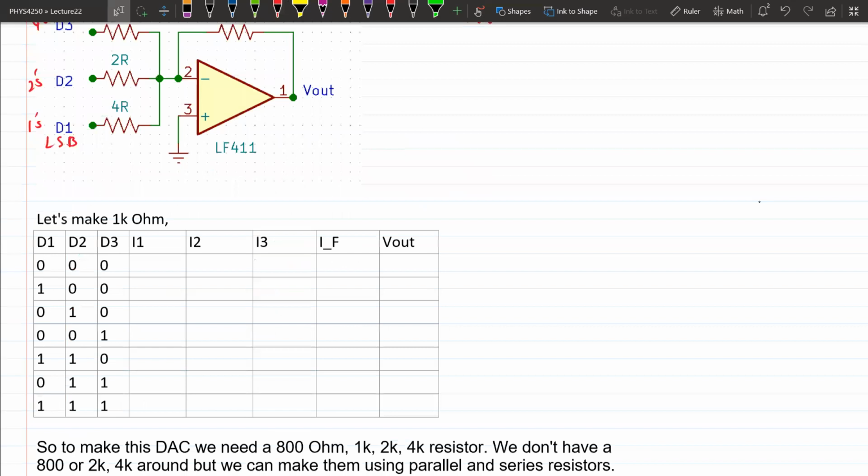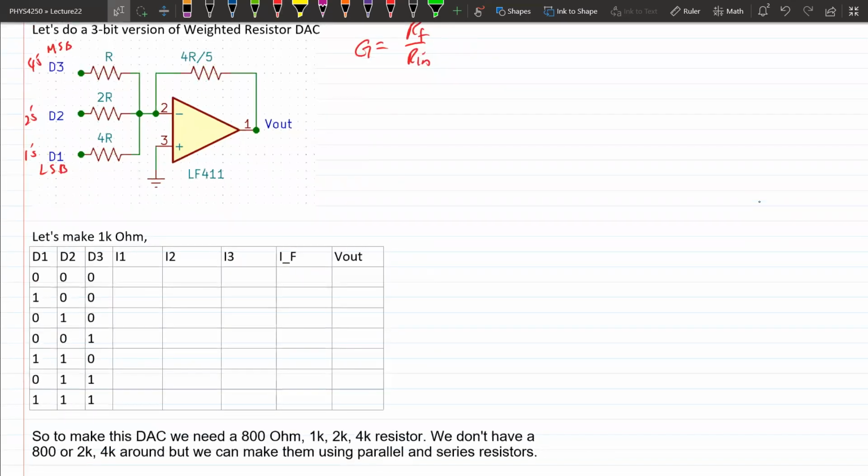Okay, so let's see how this turns out. Let's say my inputs are 0, 0, 0. D1 is 0, D2 is 0, D3 is 0. And we're assuming that digital 1 is represented by 5 volts in the circuit, just a good number. And then let's make R equal to 1 kilo ohm, just easy math because we just have to divide by 1,000.